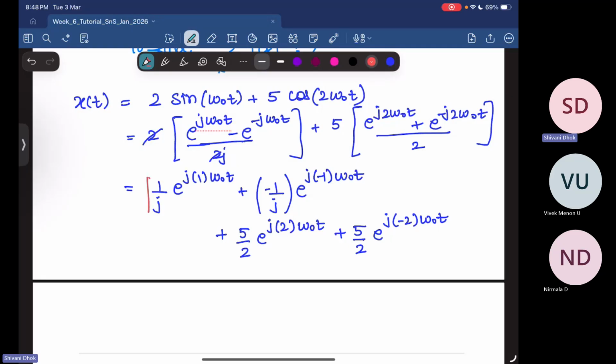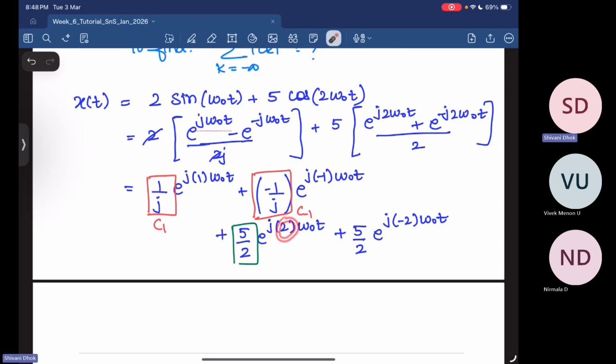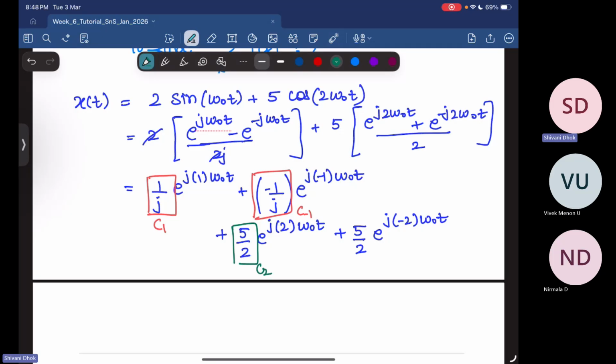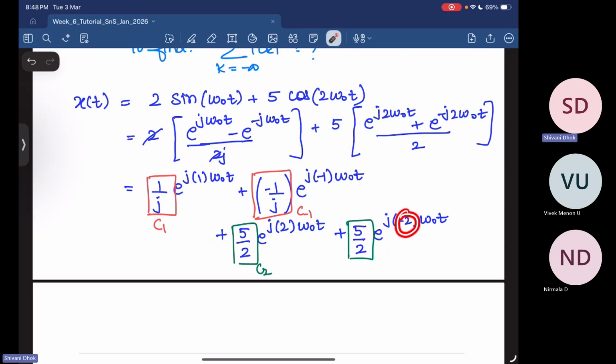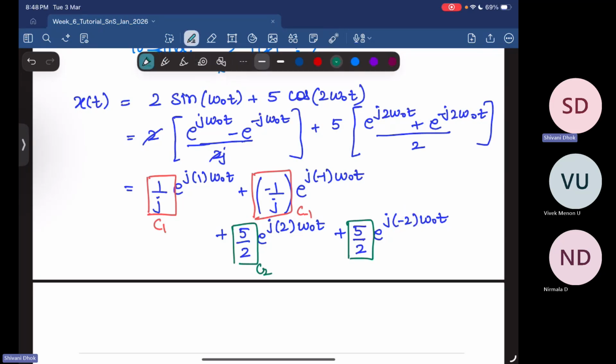So again, if you compare, this particular thing is c1 into e power j 1 omega naught t. So this is your c1. This particular quantity corresponds to your k as minus 1, so this is your C of minus 1. This particular quantity here corresponds to k equal to 2, so this is equal to C2. And this particular quantity here corresponds to k equal to minus 2, so this particular thing is C of minus 2.